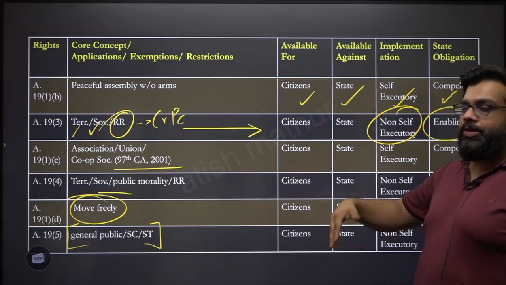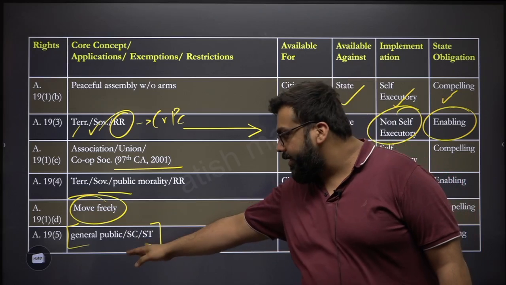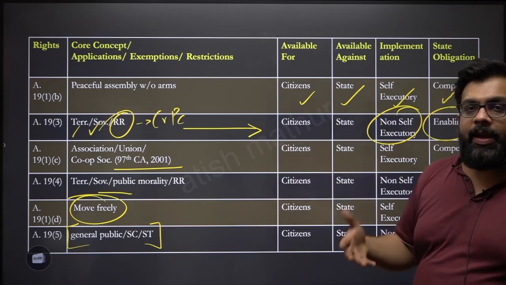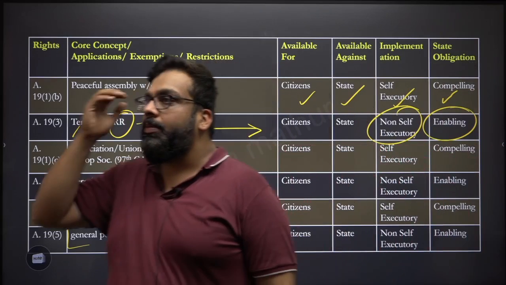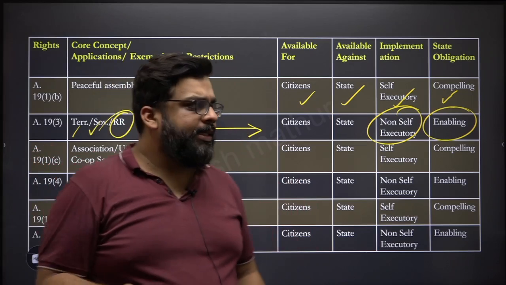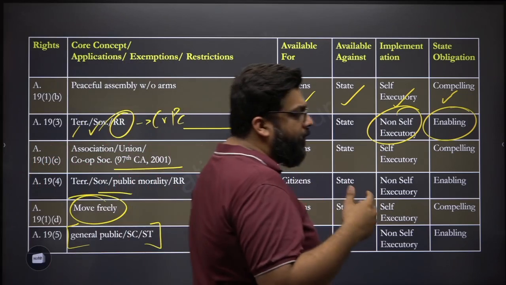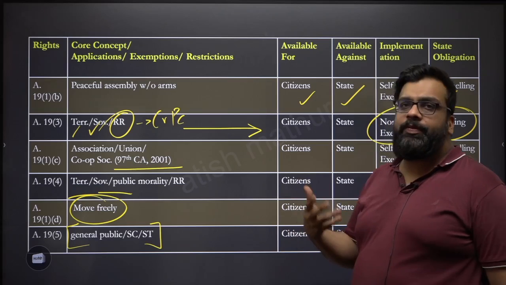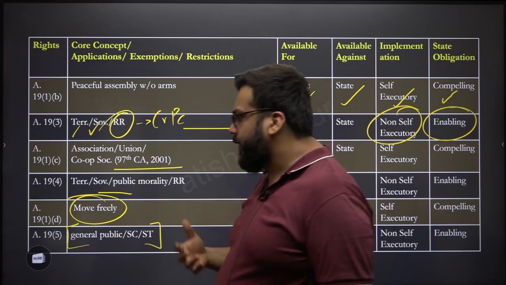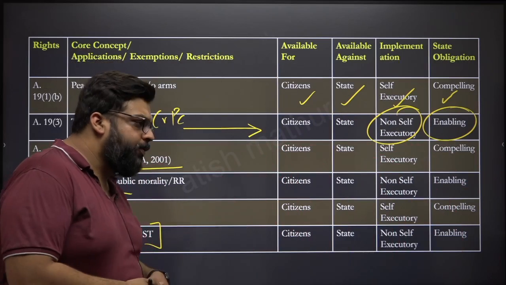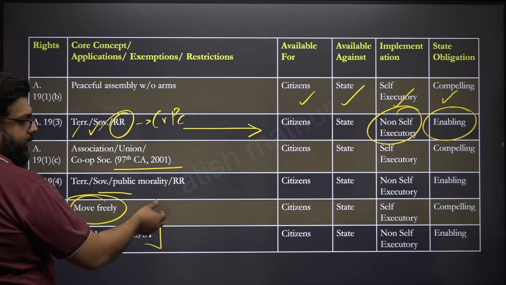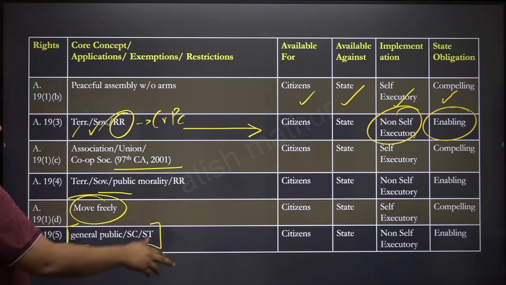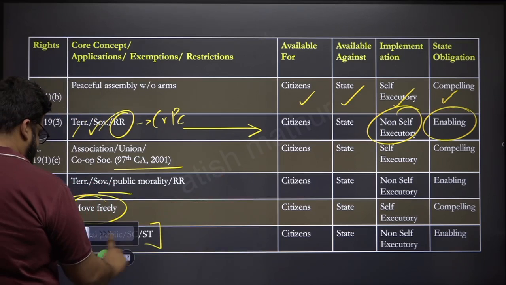Again, same principles. You have the right to move freely, but in the interest of the general public or the interests of a Scheduled Caste or Scheduled Tribe, it can be restricted, which is why you would have often heard of Schedule 5 areas, Schedule 6 areas. You would have heard of a visiting permit. You would have heard of disturbed areas. All of those exist. You would have heard of provisions with respect to curfews and lockdowns, because they're essentially restricting your right to move freely. So again, the core, the substantive freedom is self-executory and compelling, but the restriction is non-self-executory and therefore enabling. Right?